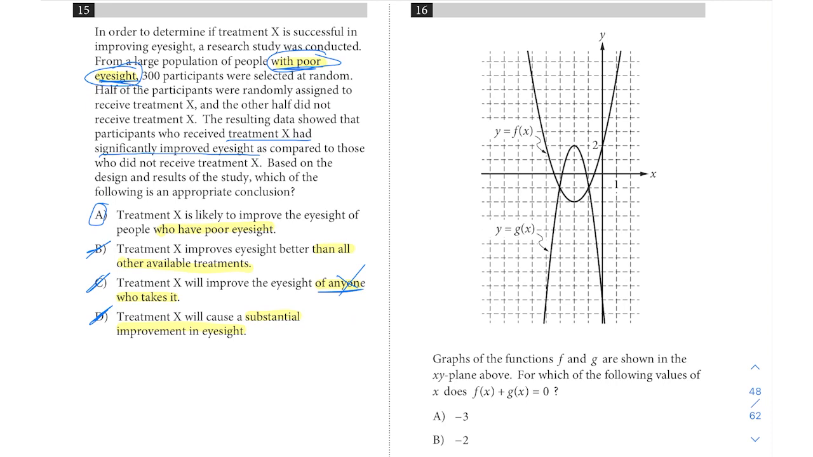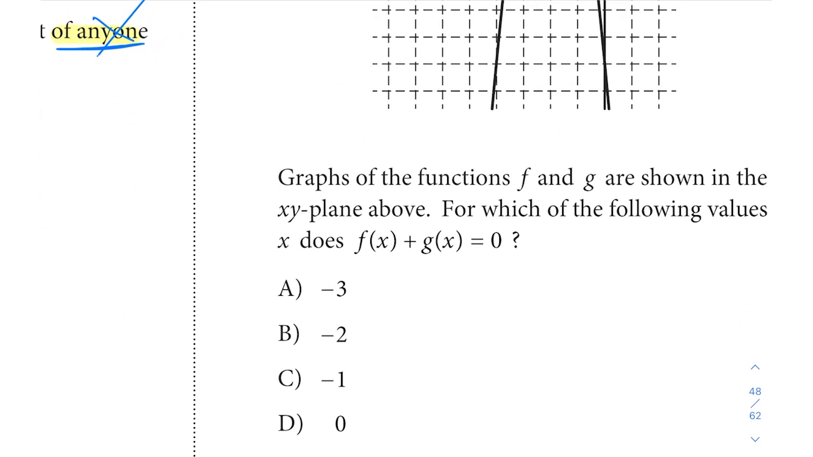Here we have a graph, and we'll zoom out a little bit. It says, graphs of the functions f and g are shown in the xy plane above. For which of the following values of x does f of x plus g of x equal 0? That might be hard for us to answer visually just at a glance, and we're going to have to work through our answer choices here and just test out individual values. So let's start with -3. If you're plugging in these answer choices, these are your x values, so you'd be plugging those in for x for each function.